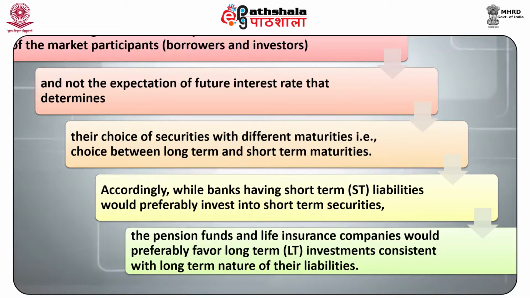Accordingly, while banks having short-term liabilities would preferably invest in short-term securities, the pension funds and life insurance companies would preferably favor long-term investments, consistent with the long-term nature of their liabilities. This way, the market gets segmented, with market participants restricting themselves to the respective maturity market that attends to their separate needs. For instance, assume that the market is segmented with investors having funds for ST investments only, whereas the borrowers are looking forward to long-term borrowings only, issuing LT securities.